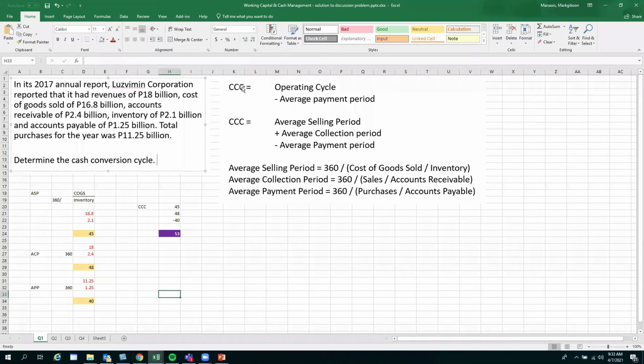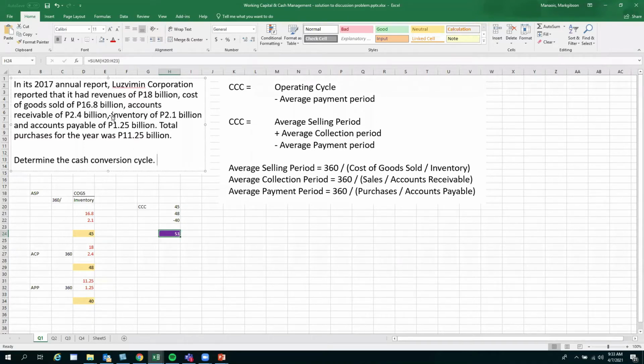So, to calculate your cash conversion cycle, it's ASP, or the average selling period, which is 45, plus the average collection period of 48, less the average payment period of 40. So the total cash conversion cycle is 53. Okay? So may question ba kayo dito? Class, i-derive lang natin yung formula kasi very straightforward ng problem. But there could be problems na like hindi given si purchases.